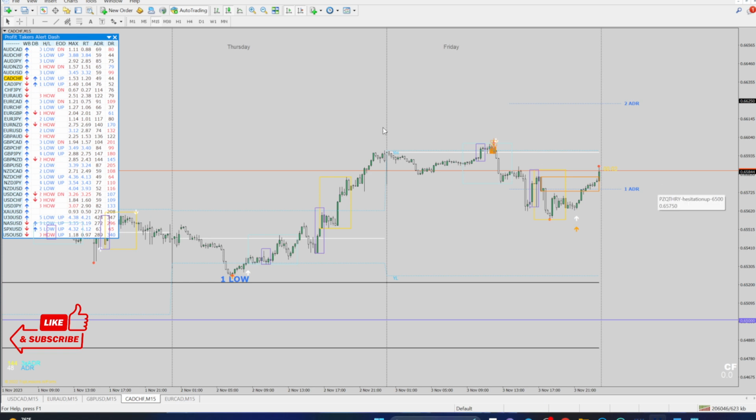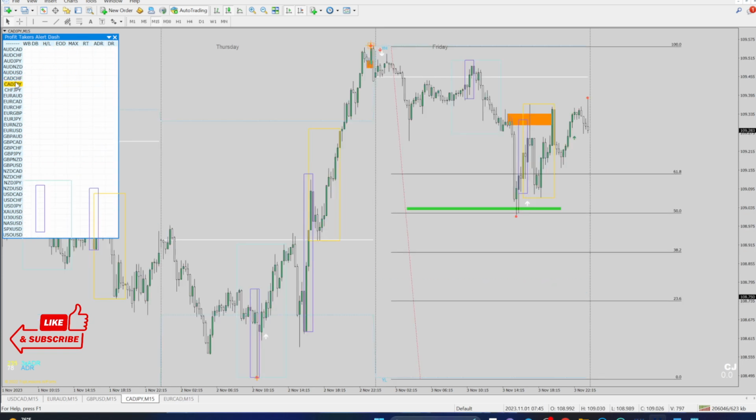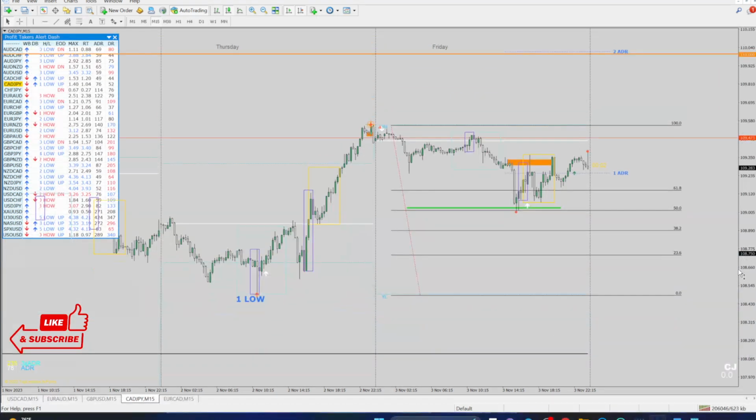The next one was CAD JPY. Played out nicely. Oh, look at this one's already done for y'all. So we had the high and the low for the previous day. We had the 50% mark. And this, although it was a day 2 that it did play out, it also didn't really play out that well. Okay. The market started to range and go sideways.